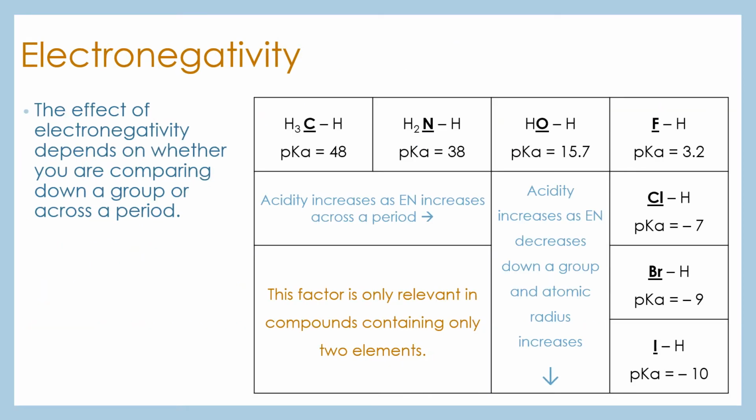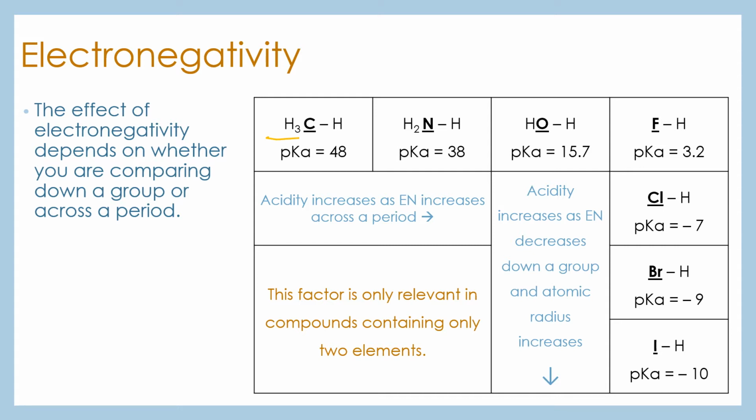Our first factor is electronegativity, and I think this is also one of our more misleading factors, because we remember very well from our periodic trends that electronegativity increases from the bottom left to the top right. So let's look at our trends here.